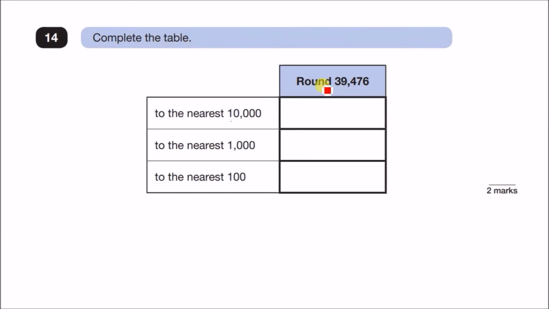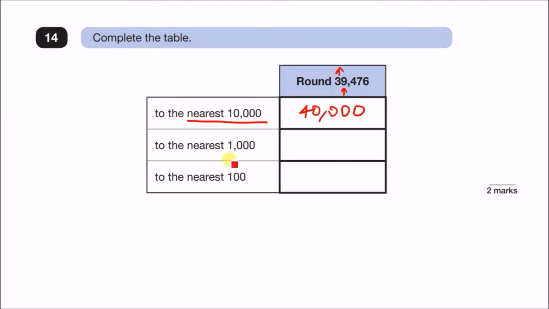Complete the table and round 39,476 to the nearest set of numbers. So to the nearest 10,000, we just have to look at 39,000 and then look at the 9 in particular, because it's after the 3 in the 30,000, and ask yourself, okay, 9 is bigger than 5. That means you round this number up by 1. So 3 becomes a 4, so it becomes 40,000.